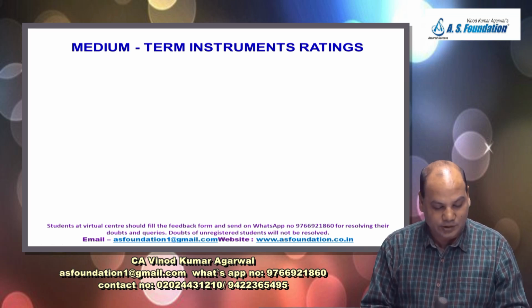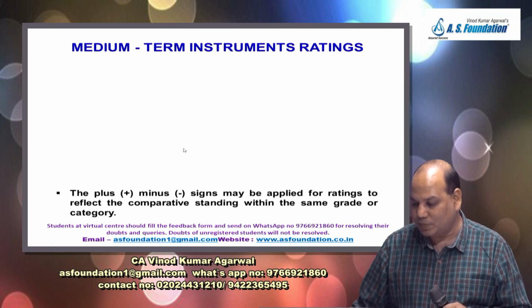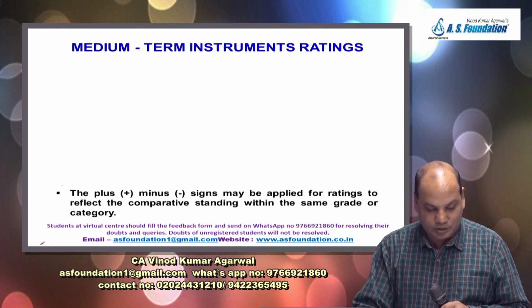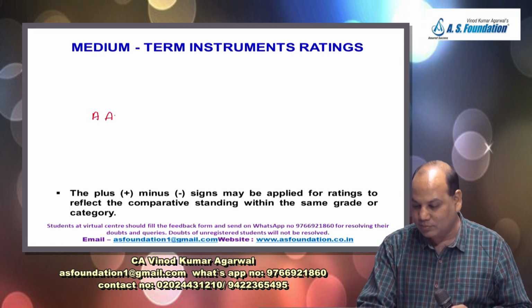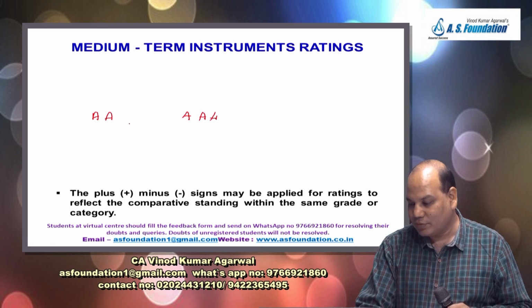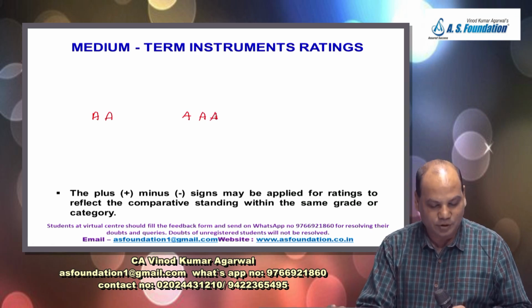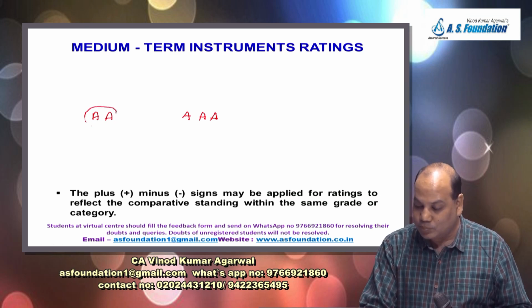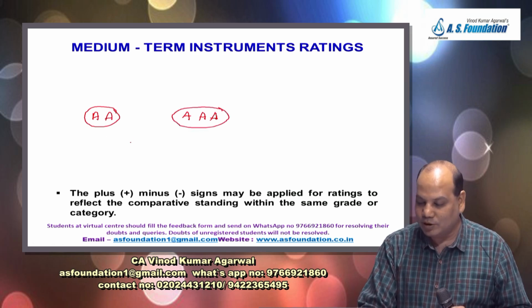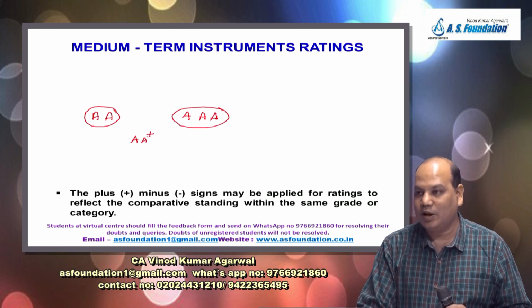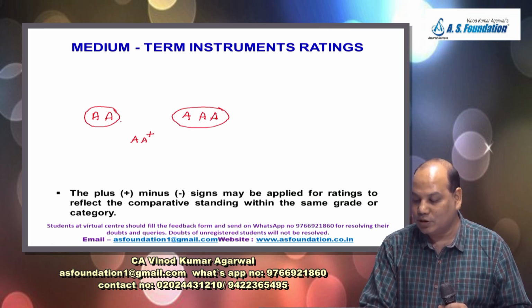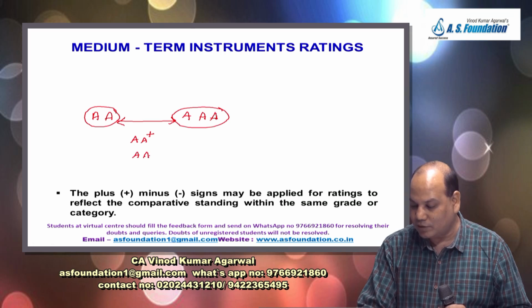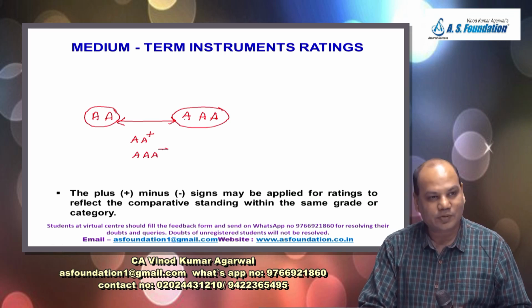The plus and minus sign may be applied. Now I'll explain what is plus and minus sign. Now you want to give a rating between AA and AAA, for example. It is applicable to all of them. You think that it is more than AA but less than AAA. So what rating can you give? AA plus. Means it is somewhere between these two. Or you can give AAA minus, which means again somewhere between this.